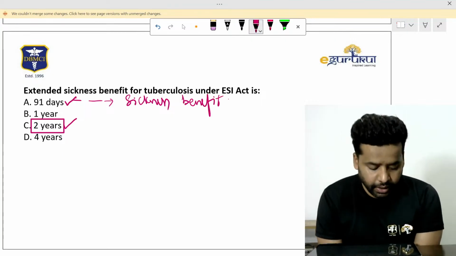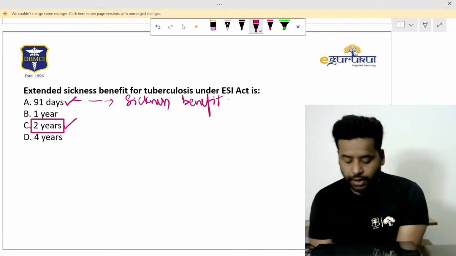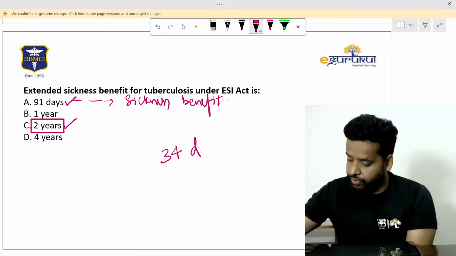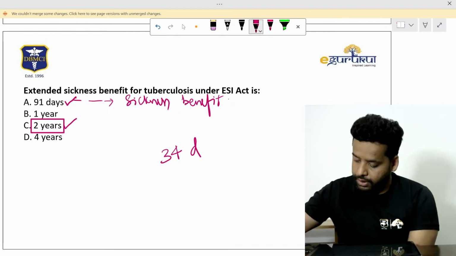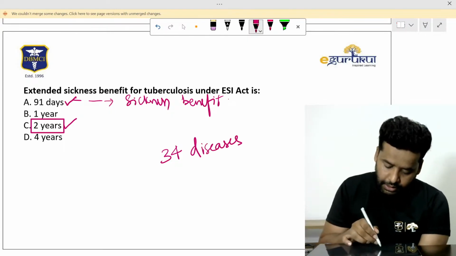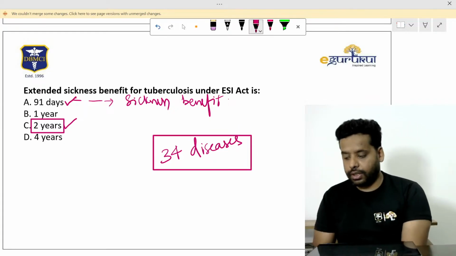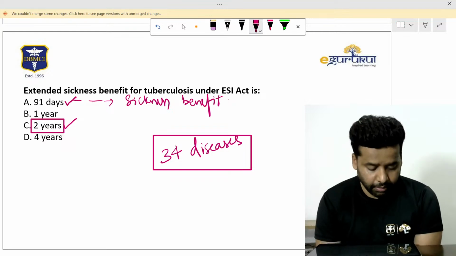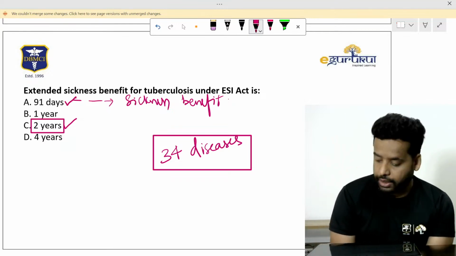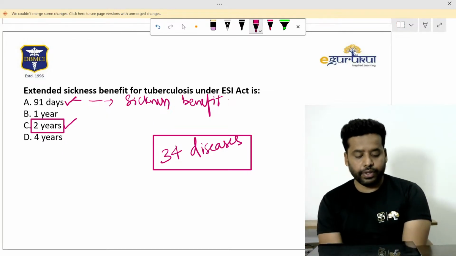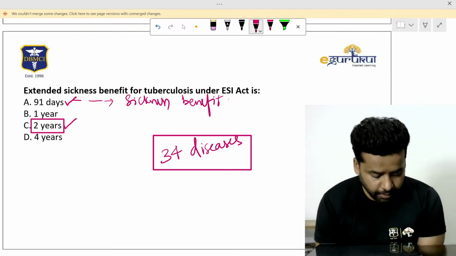Extended sickness benefit is for 2 years. It will cover 34 diseases. The patient is on MDR TB treatment. If I am asking a question like this, the patient is on treatment for MDR TB, around 18 months of treatment, for example, the patient will get what benefit under ESI? If they ask this question, it is extended sickness benefit.